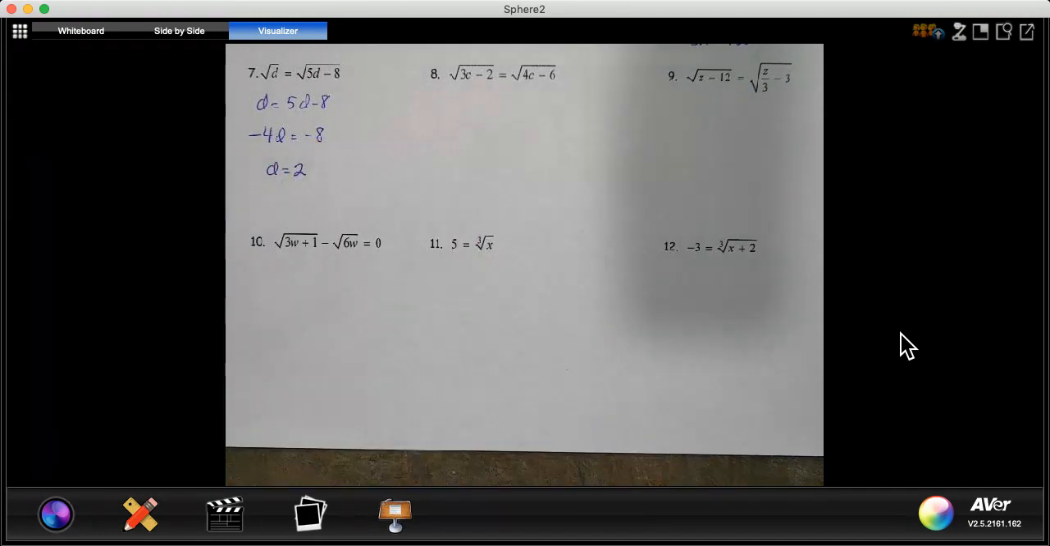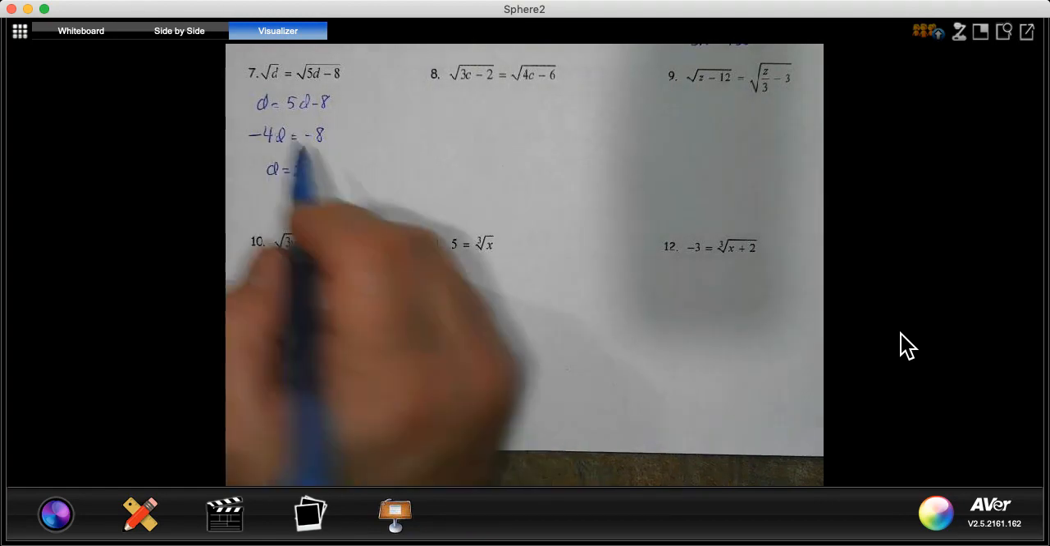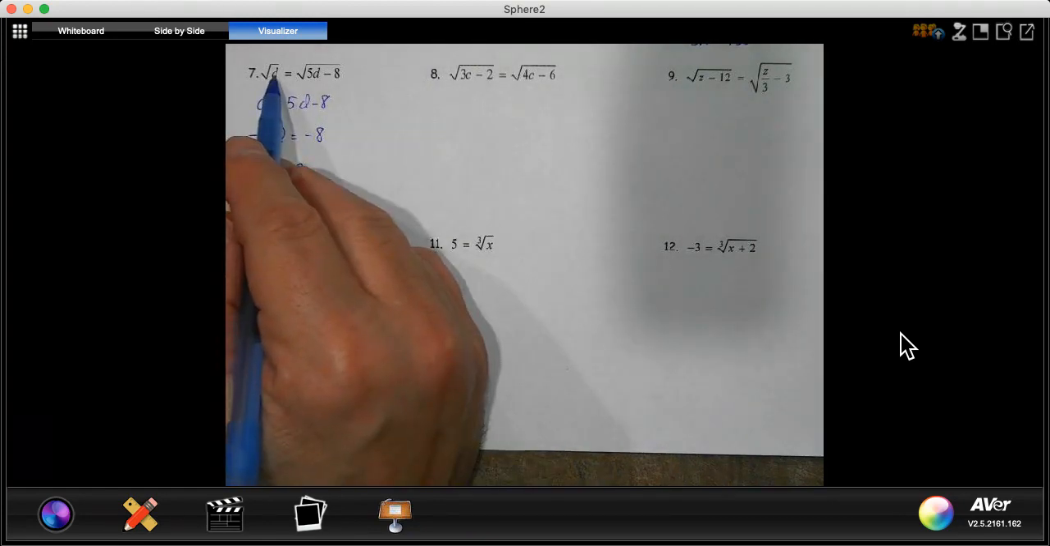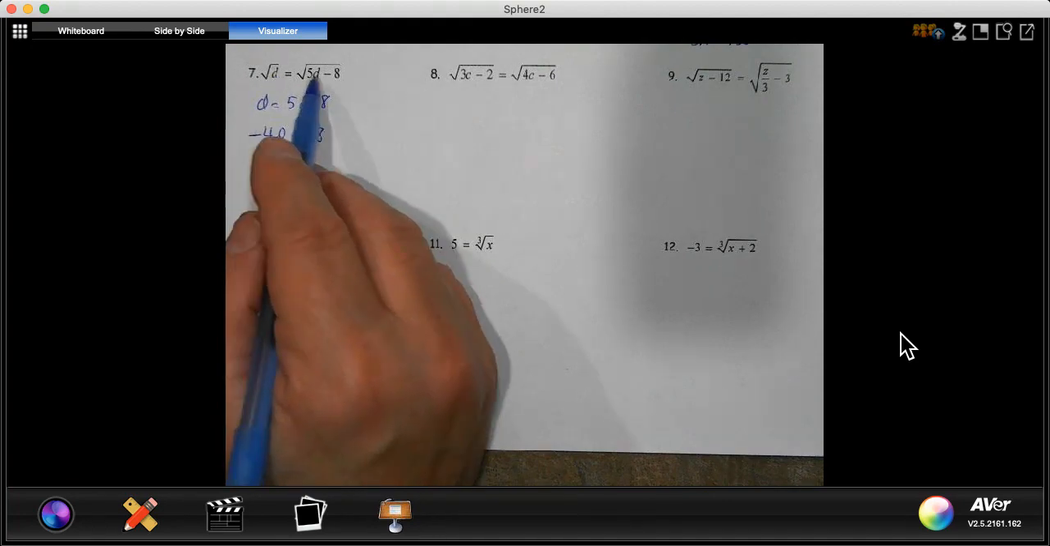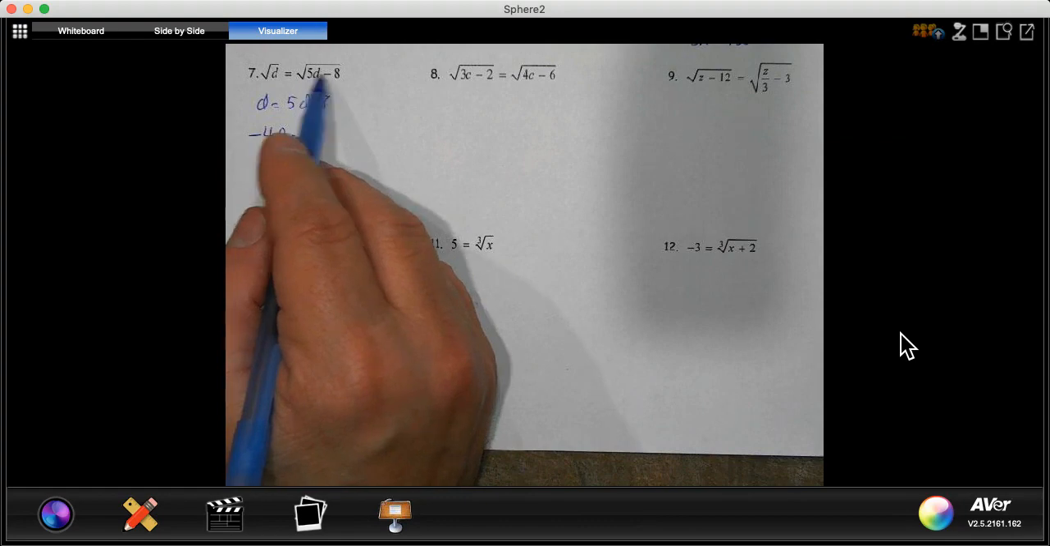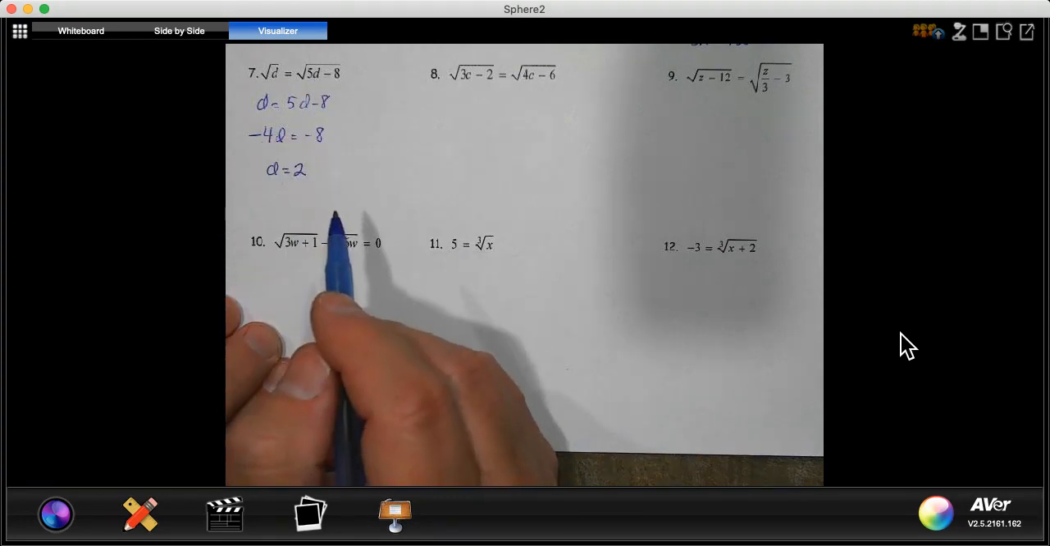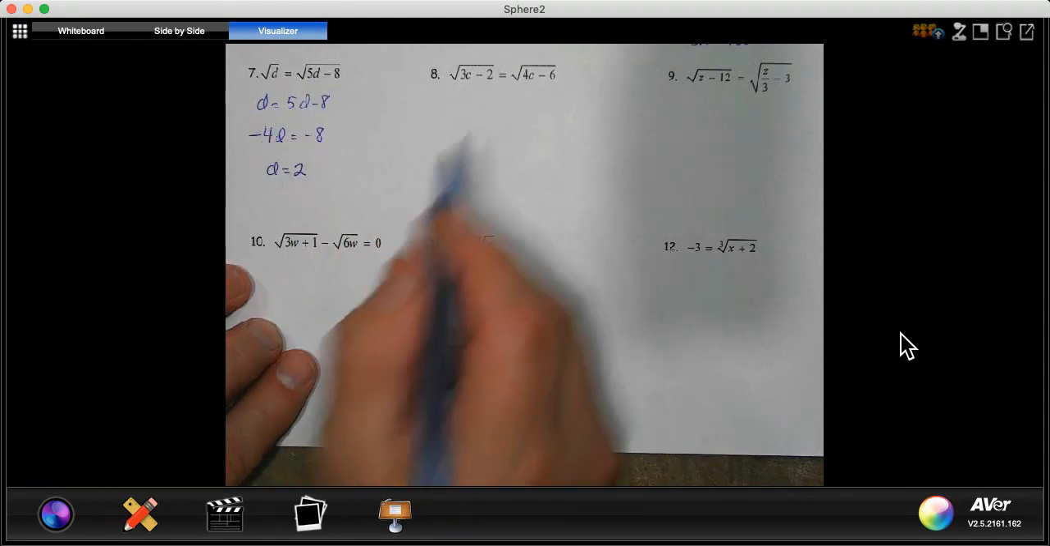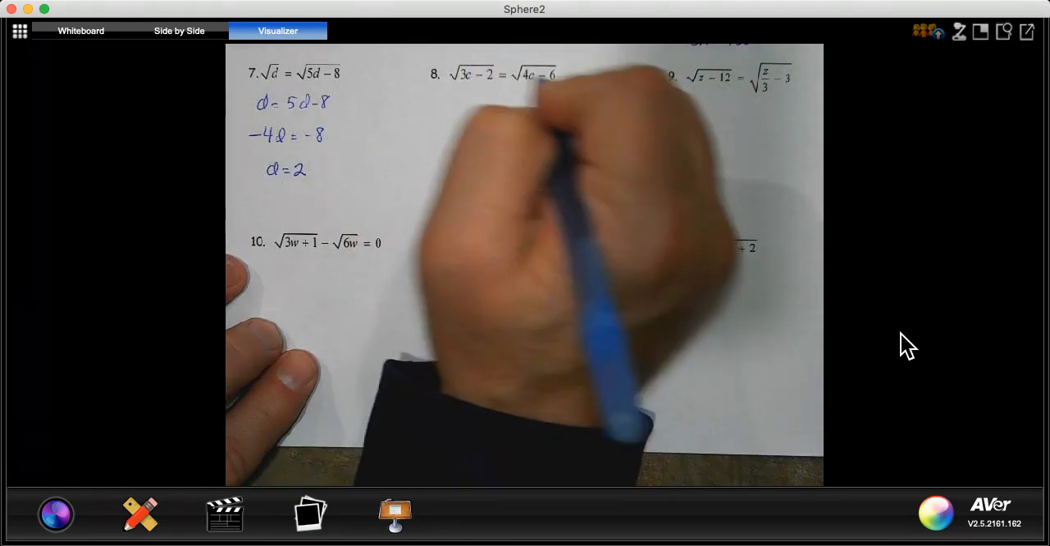Now, let's say check your answers. I cross that up above, but really we need to be checking for these as we go. So put a 2 right there. As long as I have a positive number, I'm good. So positive, 5 times 2 is 10. 10 minus 8 is 2, so I'm good. So d is 2.